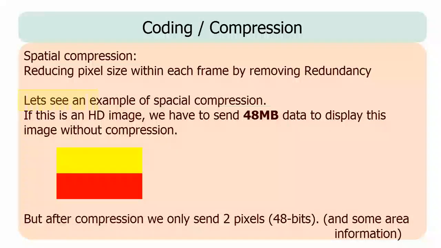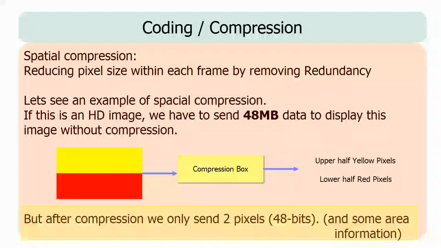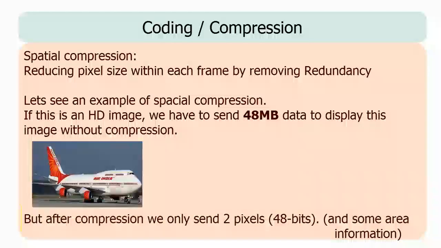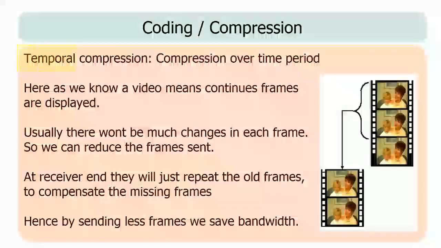Let's see an example of spatial compression of the image below. If this is an HD image, we have to send 48 MB data to display this image without any compression. But after compression, we only send 2 pixel values, 48 bits, and some information about the area, how much area is covered by yellow pixels and how much area is covered by red pixels. That's all. If we compress it this way, just how many pixels will this second image use? Maybe less.